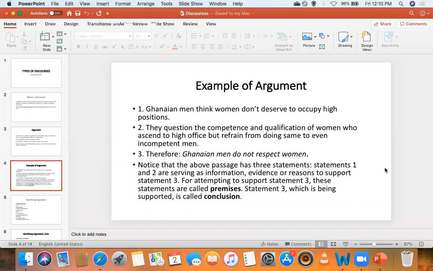For attempting to support statement three, those statements are called premises. So statements one and two are premises. And then statement three, which is being supported, is called the conclusion. So statements one and two are premises, and three is a conclusion. And if you look at the structure of the statements, you see why the first two are premises and the last one is the conclusion. Even by looking at the first wording of the last statement, you see that it begins with therefore. So therefore suggests that you are making a conclusion.